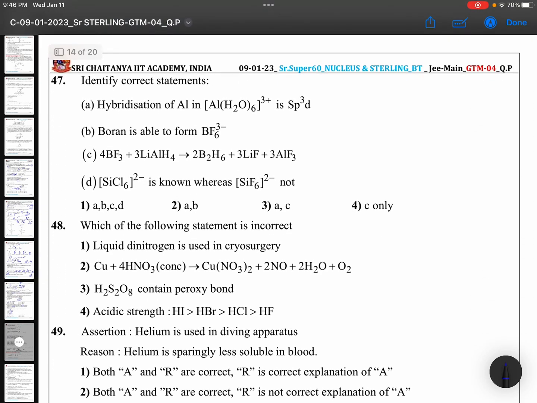Identify the correct statements. Hybridization of aluminum sp3d2, it is gone. Boron is able to form BF6? No, boron's maximum valence is 4. It is wrong. BF4 minus is the maximum. BF3 plus lithium aluminum hydride is the preparation of diborane. Correct. SiF6 is also possible. So only C.